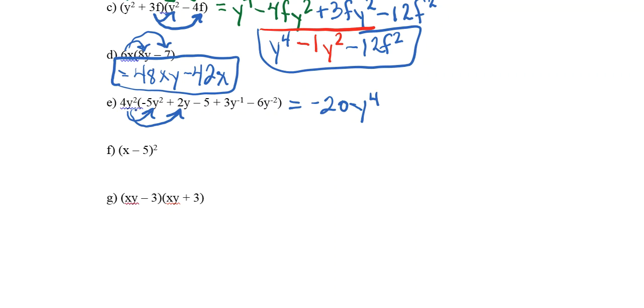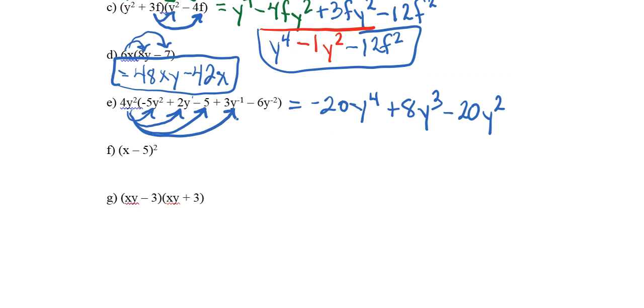4y squared times 2y. 4 times 2 is 8. y squared times y to the first is y to the third. 4y squared times negative 5. So the 4 times negative 5 is negative 20. The y squared tags along.